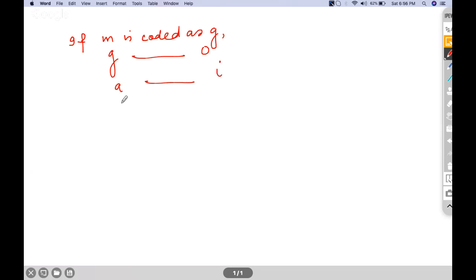Now next question is, if M is coded as G, G as O, similarly A is coded as I, and I is coded as Y, then how would IMAGINATION be coded?